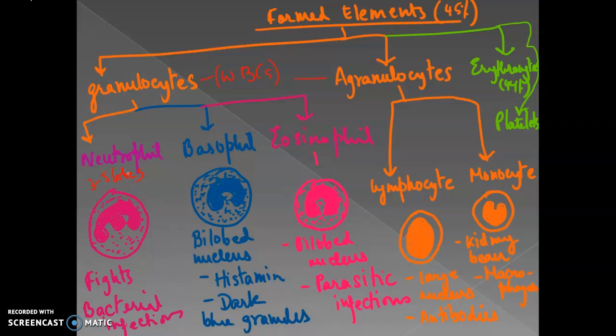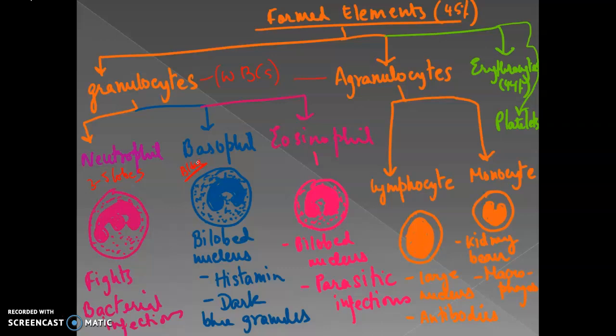Moving on to the next type of granulocyte called basophil. Basophil, as you see here, has a bilobed nucleus. So the nucleus has 2 lobes. Basophil has a dark blue nucleus. Can you remember this? Dark blue granules. So basophil has blue granules. And basophil produces histamine that causes inflammation.